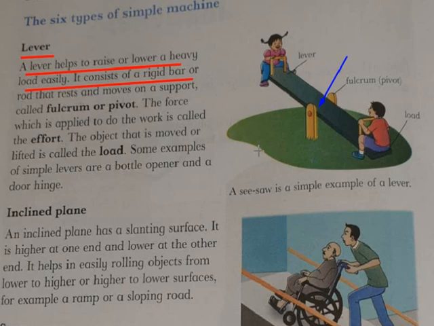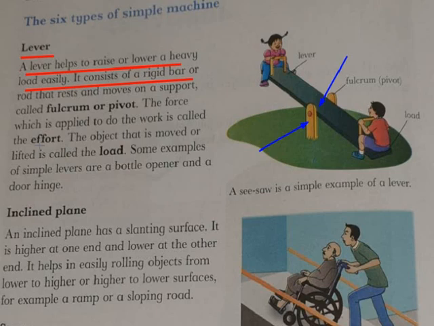This bar or rod is present on a support, and this is called a fulcrum. So this yellow thing is the fulcrum. The force which is applied to do work is called the effort. Any force which is applied to do work is known as effort. The object that is moved is known as the load.